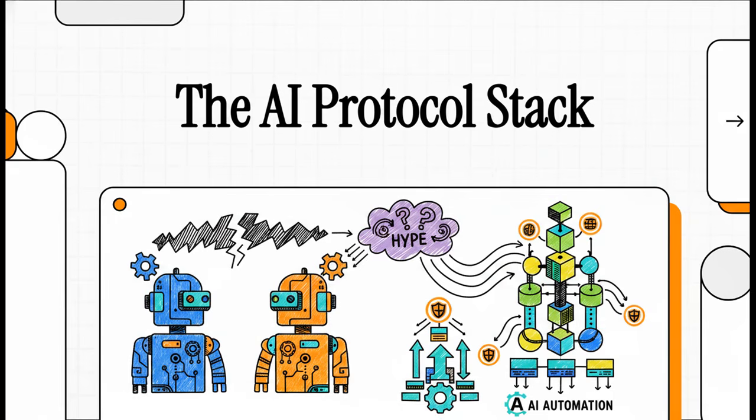Welcome to this explainer. Okay, if you've been tracking the whole agentic AI explosion lately, you've definitely seen the headlines. You know the ones. They're constantly pitting Google against Anthropic in this massive winner-take-all protocol war. But we're diving straight into the technical source material today, and guess what? That whole idea, it's literally a complete misconception.